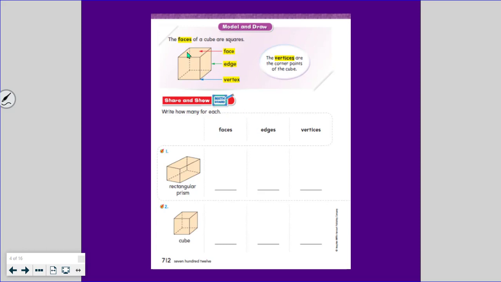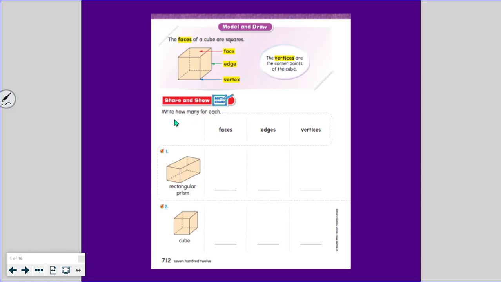Then there's these vertices. These are what we normally would call corners, but in math terms, if we're going to use the correct math word, these are vertices, because there's more than one. If we're talking about just one, like this one, this is a vertex. But more than one, the vertices are the corner points of the cube. So there's 1, 2, 3, 4, and then there's 1, 2, 3, 4. So there are 8 vertices on this cube, any cube. To be factual about it, any cube is going to have that same number of faces and vertices.